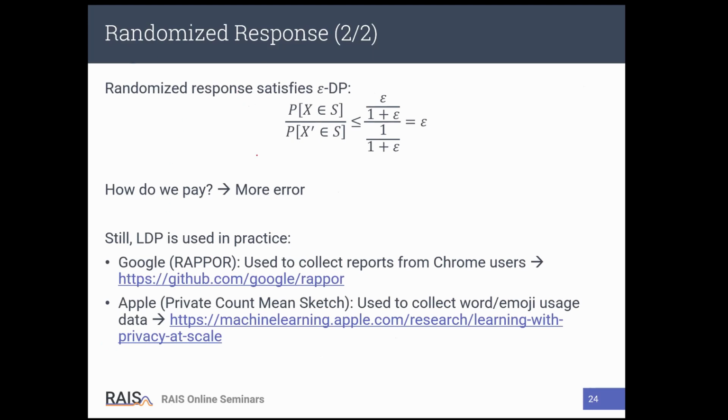So yeah, this is a quick sketch of why epsilon differential privacy is enforced. But aside from that, the problem is how do we pay for this local differential privacy? Is it for free? And of course, the answer is no. What we get is much more error.